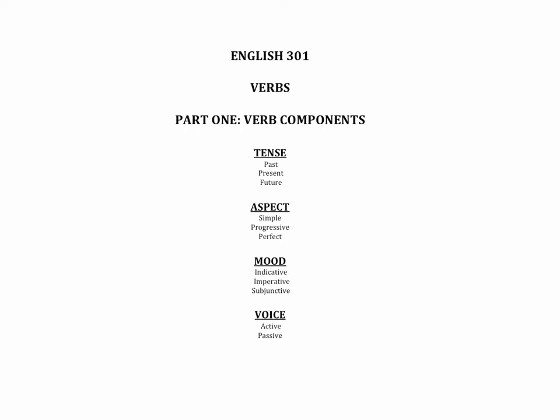So, continuous action. The good news is the progressive aspect is always indicated by an ing at the end of a verb. Remember, other words, such as gerunds, which are nouns, can end with ing. Don't confuse those with progressive verbs. This might be a little tricky at first, but you'll get used to it. So progressive, continuous action, ends with an ing.